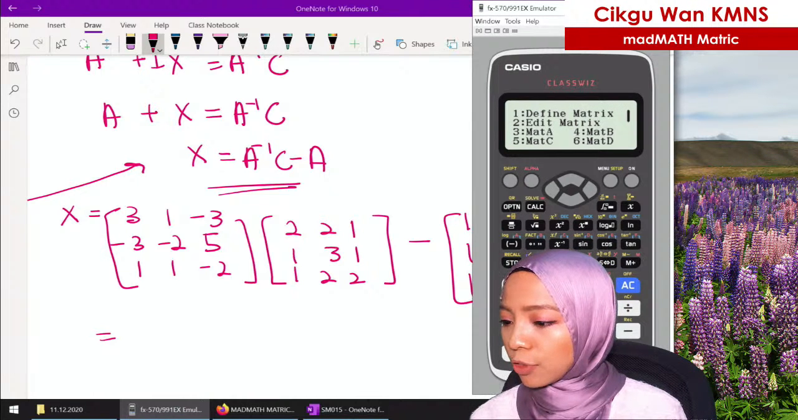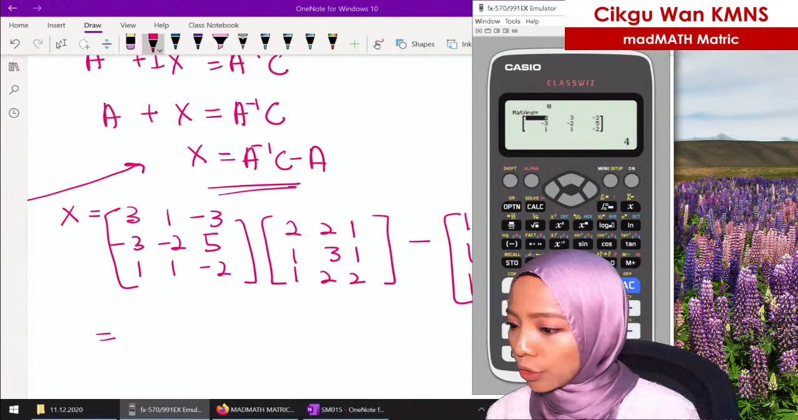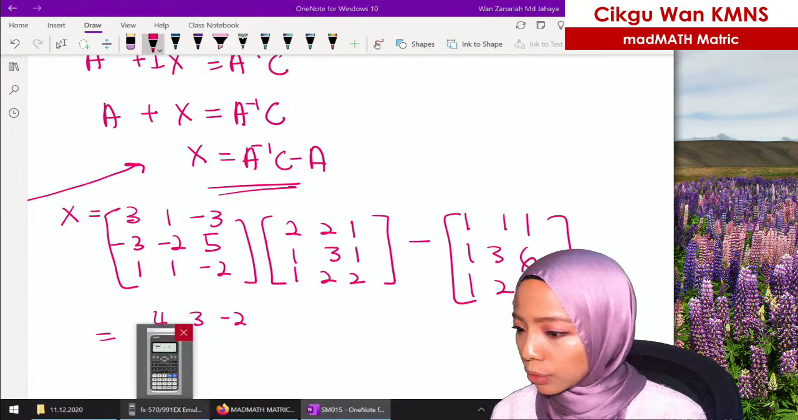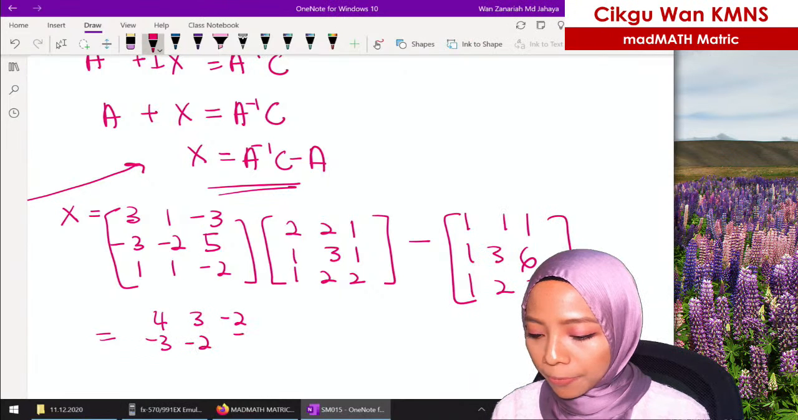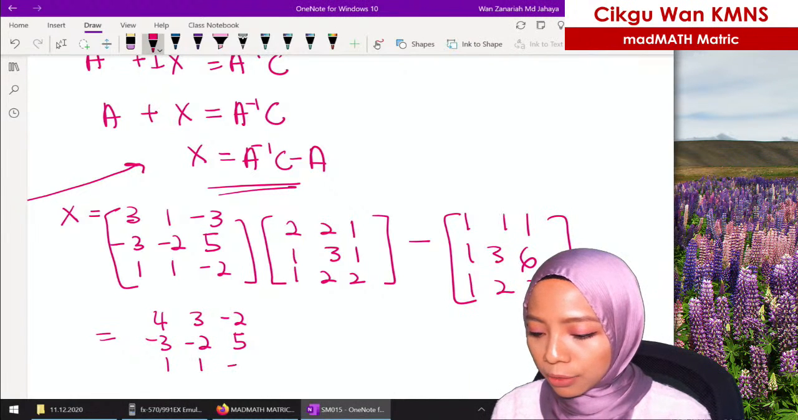Number 4. Equals. Okay, so now we are going to write down 4, 3, negative 2. Negative 3, negative 2, 5. 1, 1, negative 2.